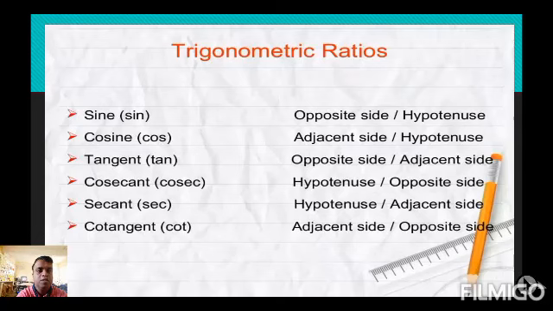So, what are trigonometric ratios? Sine equals opposite side divided by hypotenuse, cosine equals adjacent side divided by hypotenuse, tangent equals opposite side divided by adjacent side, cosecant equals hypotenuse divided by opposite side, secant equals hypotenuse divided by adjacent side, and cot equals adjacent side divided by opposite side. These six are called the trigonometric ratios: sine, cosine, tangent, cosecant, secant, cot.